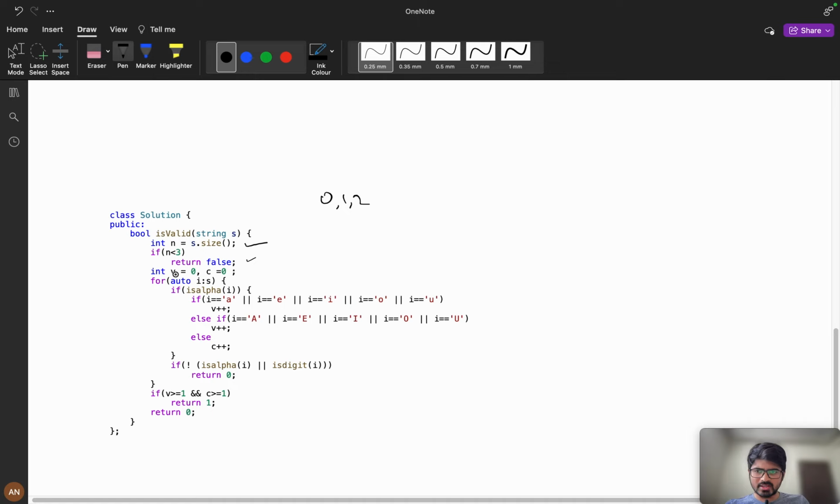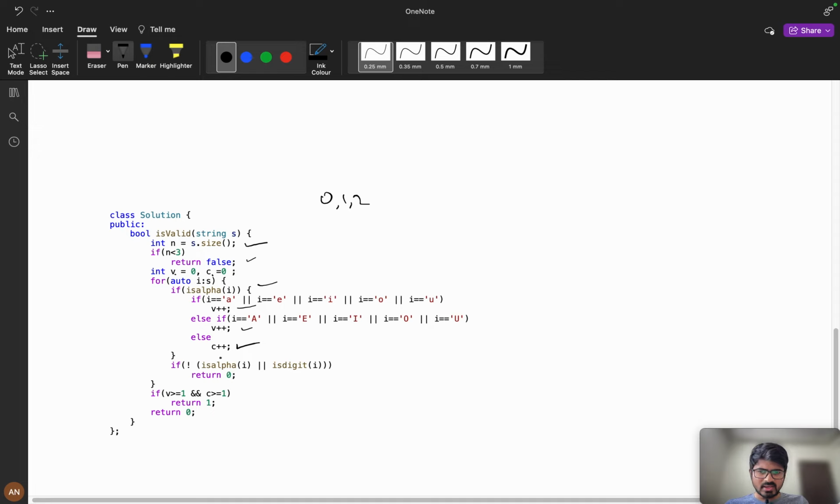Now we are calculating the vowels and consonants, V and C. Now we are iterating, and if it is an alphabet and I am checking A, E, I, O, U, it can be small or capital. If it is a or capital A, I am increasing my vowel count. Or else if it is an alphabet and it is not a vowel, that means it is a consonant, so we increment the consonant count.